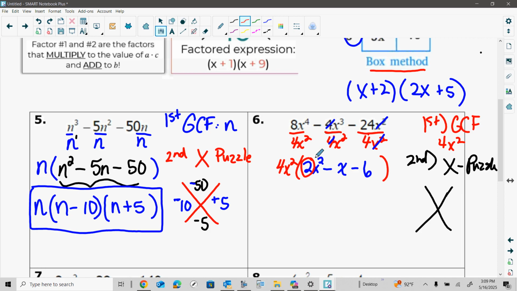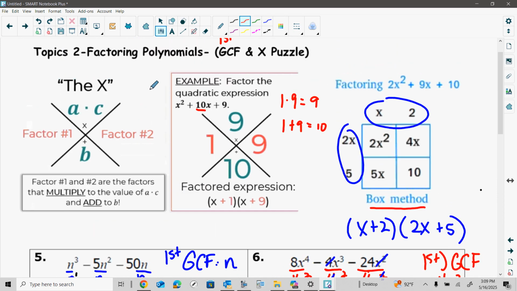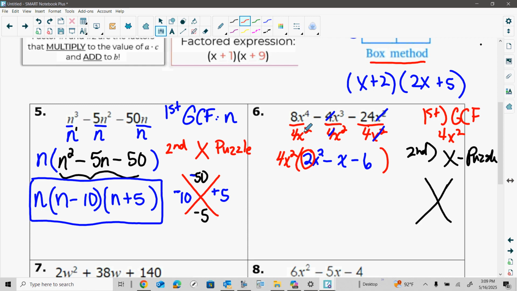Remember, it's supposed to be AC, and A is the coefficient. So we're doing 2 times a negative 6, which is a negative 12 up top, and negative 1 at the bottom. So our B is still the negative 1. We want factors of negative 12 that sum to negative 1. That would be negative 4 and a positive 3.